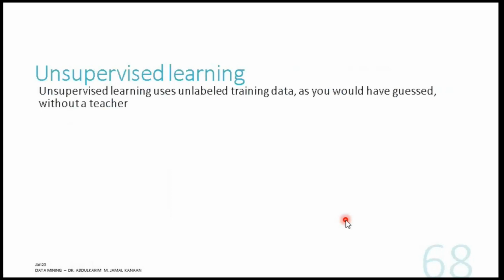Okay, now we move on to unsupervised learning. So unsupervised learning uses unlabeled training data. Okay, as you would guess, without a teacher. That means there's no supervisor providing labels for each record inside your data set.